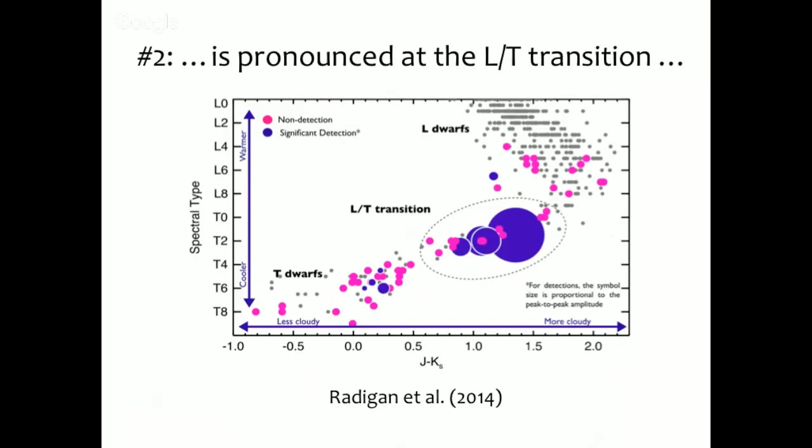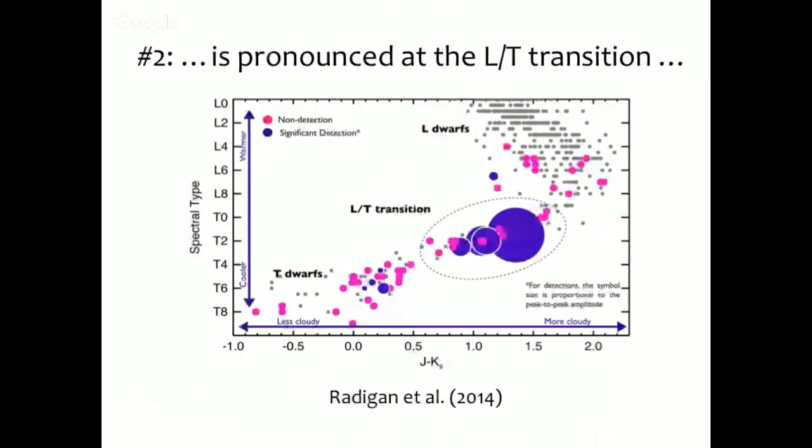Again, this is the largest ground-based sample of variability. The symbols are the objects that she observed. Things that are purple are not detections, and things in blue are the ones she did detect, and you can see the size depends on the amplitude, with all the big circles right at this LT transition. That feeds back into the idea that the LT transition is a special period, the cloud evolution of brown dwarfs. You see it in the variability at that particular point.